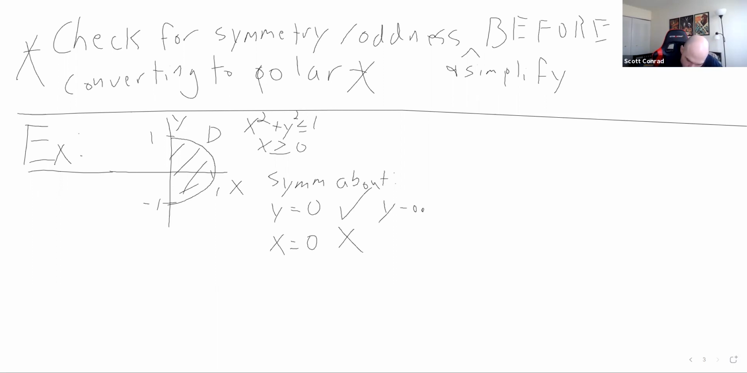So since it's symmetrical about y equals 0, any terms in our function which are y odd will integrate to 0. But any terms which are x odd, we just have to integrate. Let me say only x odd. You can be x odd and y odd. But if you're only x odd, then you must integrate that term. And let me also say we do this term by term.